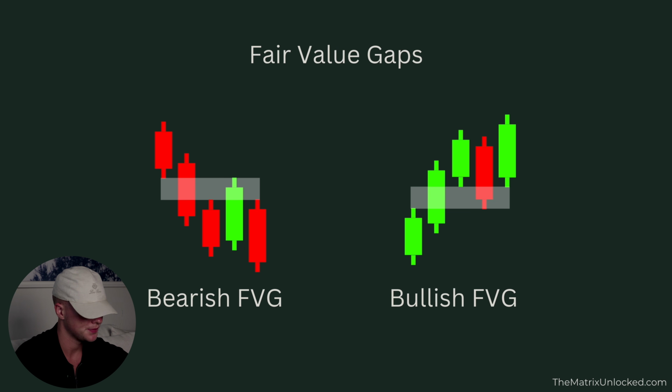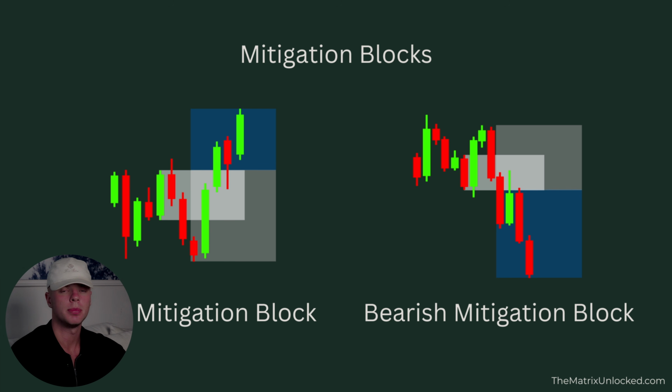Don't forget about them. When it comes to mitigation blocks, it's very important to understand that mitigation blocks come very close to breakers in the way that they physically look, but the only difference is the fact that within a mitigation block there is no lower low which gets created inside of the bullish reversal, but instead there is a higher low. Within the bearish reversal, instead of there being a higher high, a bearish mitigation block actually has a lower high.